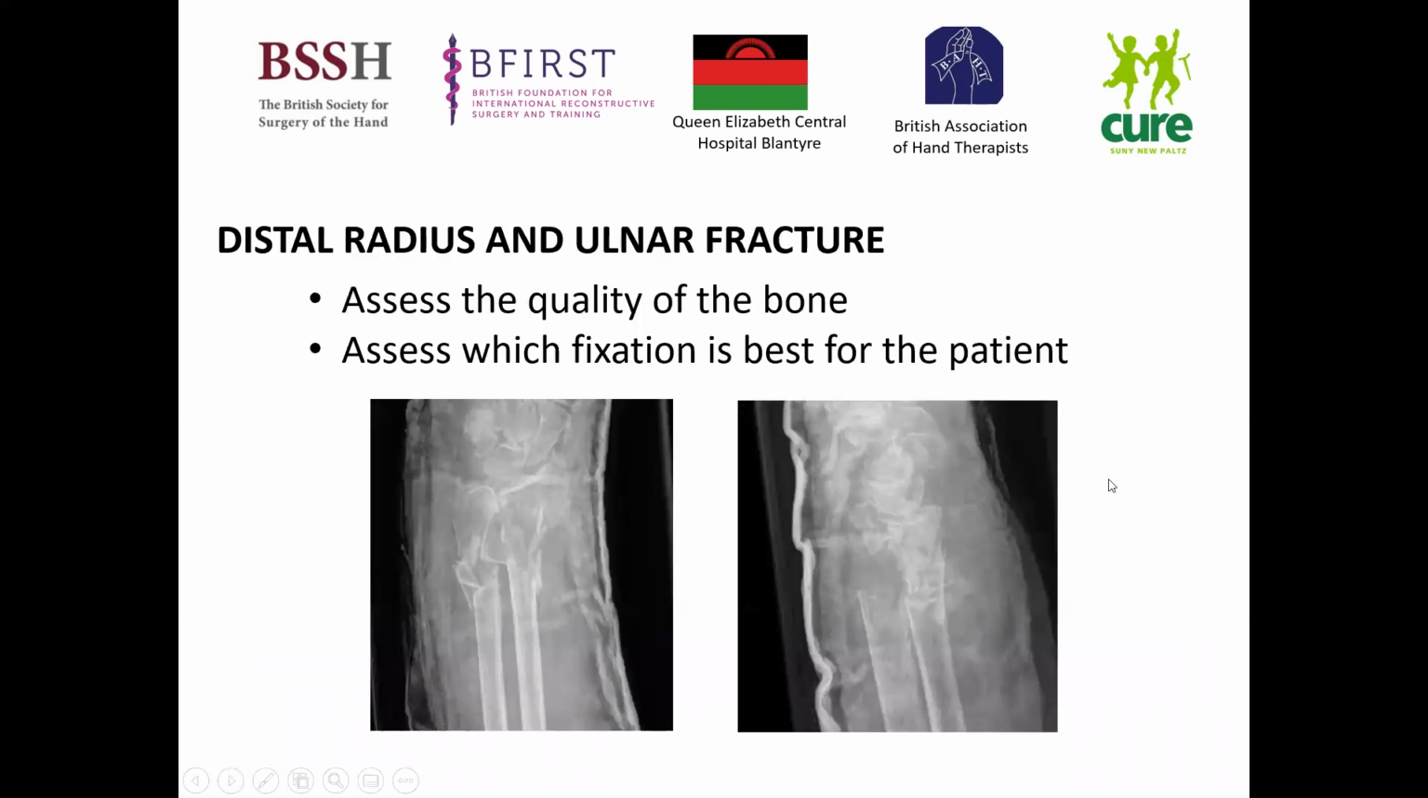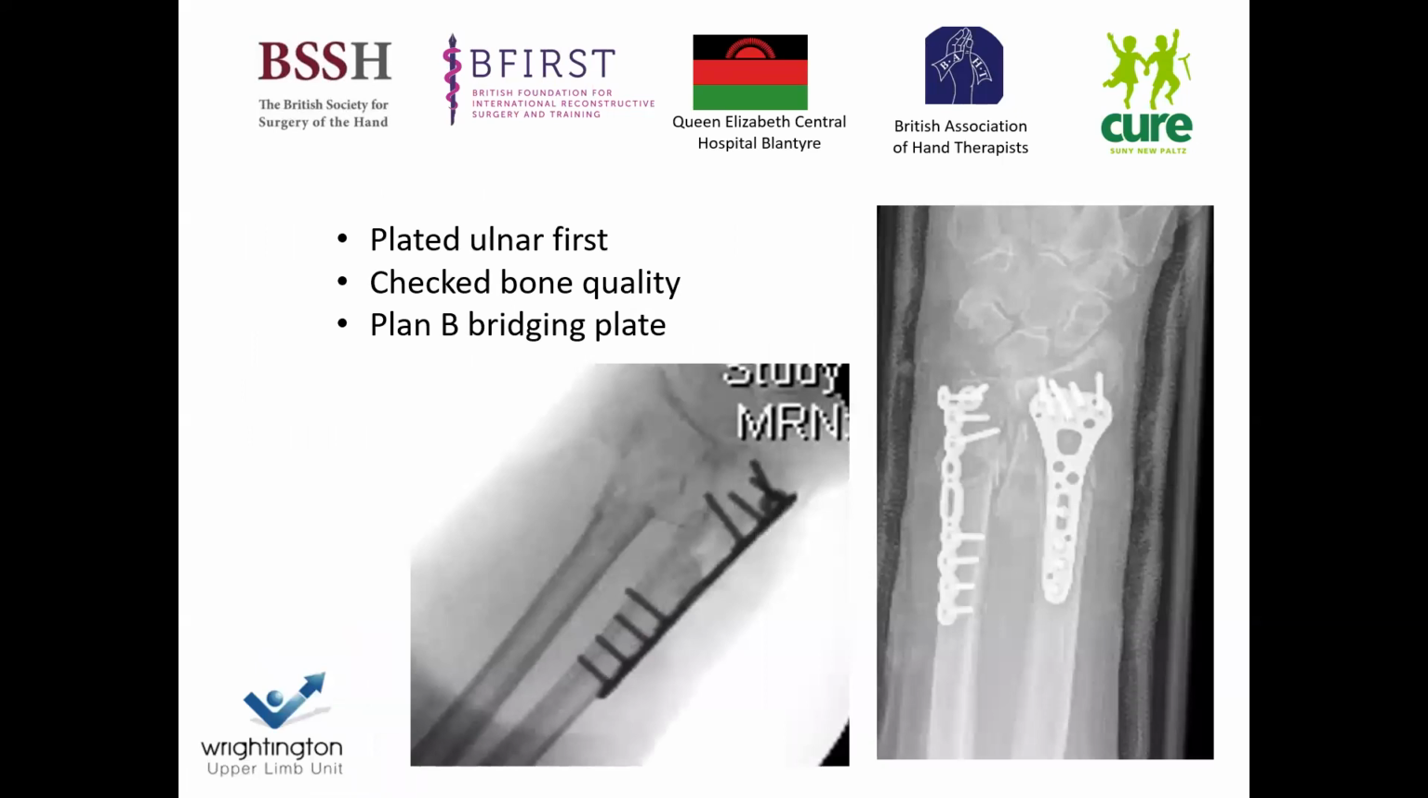In this type of patient, we actually got a CT scan to assess the amount of bone distally to allow me to plan my fixation, not only of the radius, but also of the ulna as well. So I was assessing the quality of the bone, and which fixation is best for this patient. In this situation, we took her to theatre. We opened up the ulna first. We got an ulnar plate on. We reduced it back out to length.